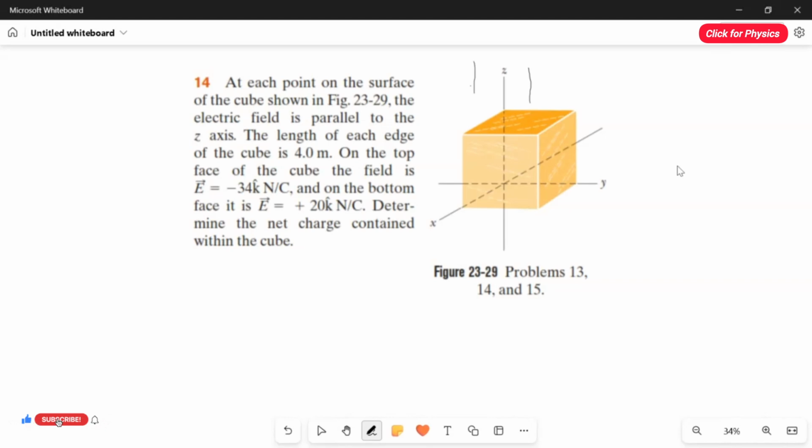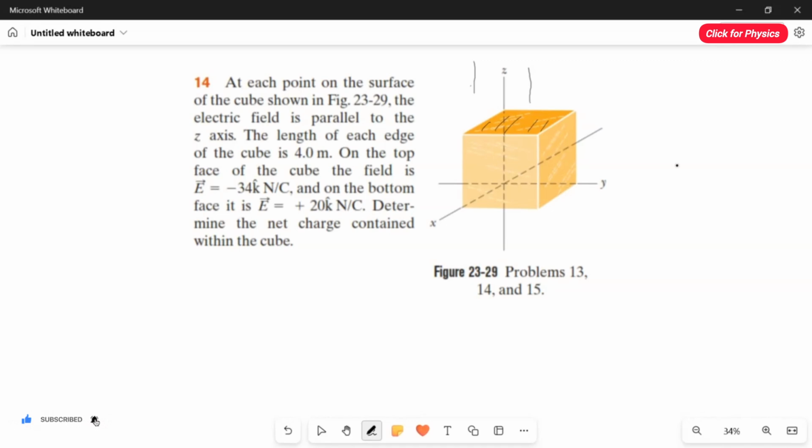So when you have the electric field parallel, the electric field lines enter only the top face as well as the bottom face. That bottom face is hidden here. When the electric field is parallel to the direction of the z-axis, your electric field will enter only two faces of the cube because the cube has 6 sides. So in this case, it will enter only the top face as well as the bottom face. On the remaining 4 faces, no electric field lines enter through the face.